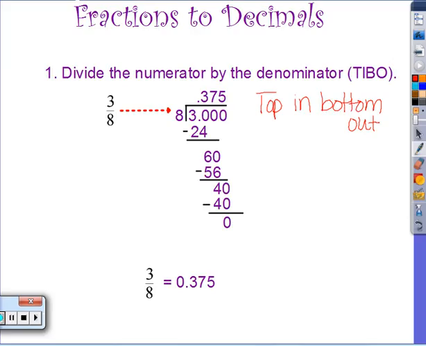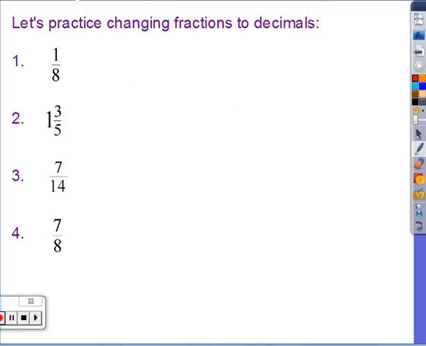Alright, number 10, how would I change a fraction to a decimal? You simply divide top in, bottom out. Good job. Alright, so let me do one question as a think aloud for you. So you're just going to watch as I solve this problem.